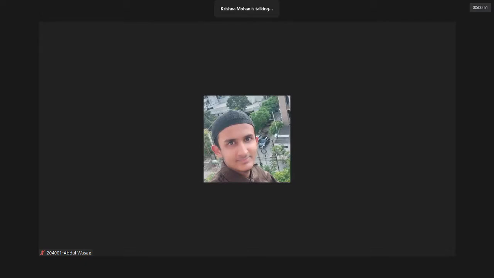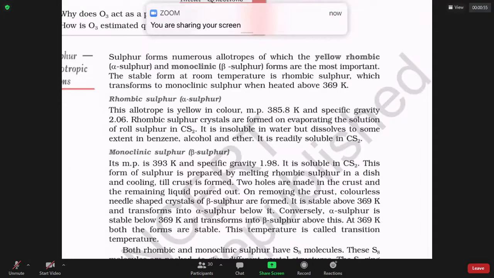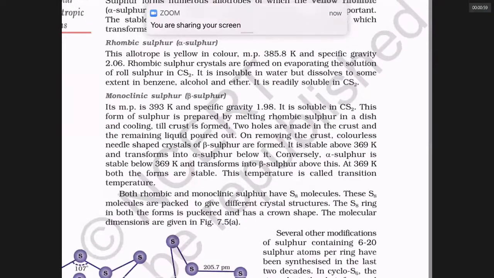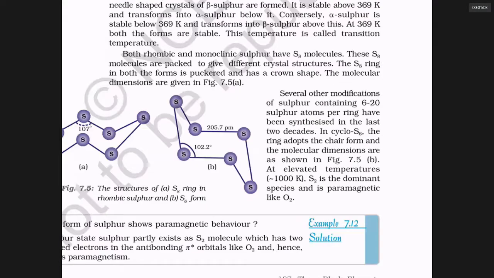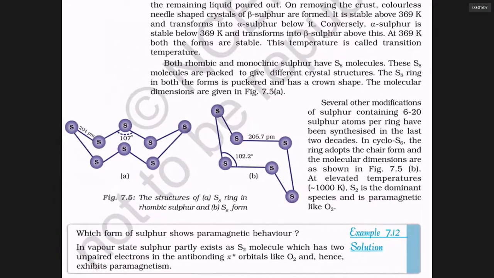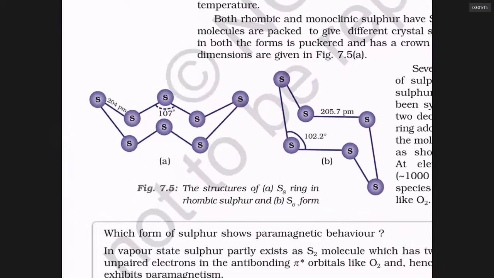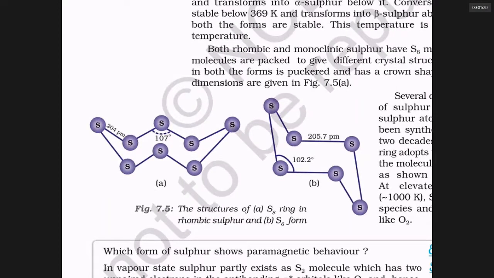Sulfur is available in different forms like rhombic sulfur, monoclinic sulfur, Engler sulfur, and also eta sulfur. Around 36 different varieties of sulfur are there. Of all these, S8 rings are common, and S6 rings are also there. S8 rings are there in monoclinic sulfur. It is also there in rhombic sulfur. Rhombic sulfur is most stable.